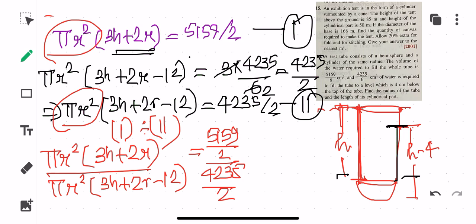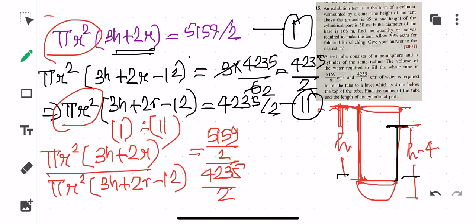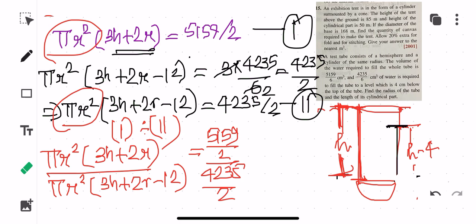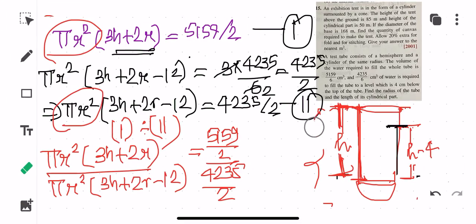Then you have to remember one thing, children: this particular height I had taken only for the cylindrical part and not for the test tube. That is an important part that you need to understand. Whenever I say the height of the test tube, that is this much part, but that is not what we are considering. We are considering just the cylindrical part, so you have taken the height of the cylindrical part to be h.